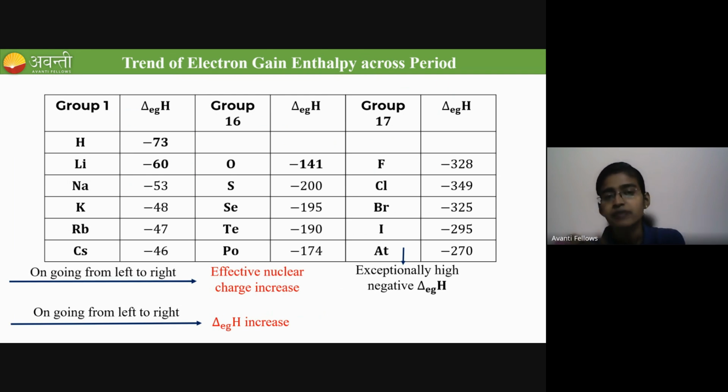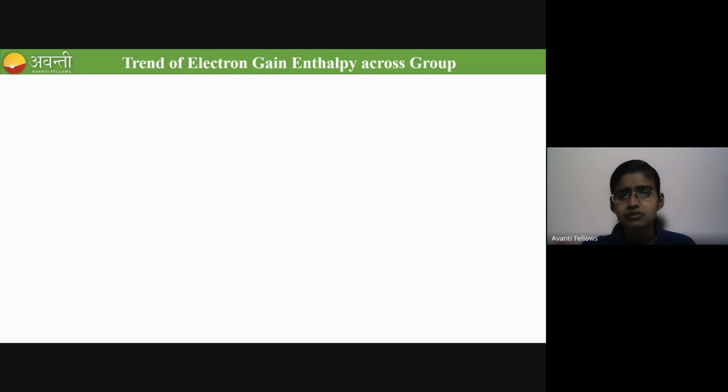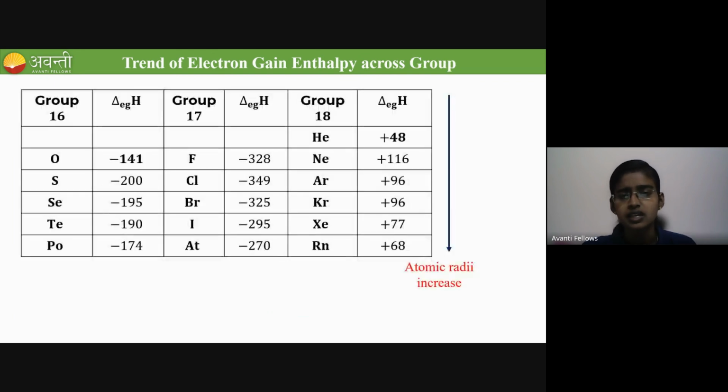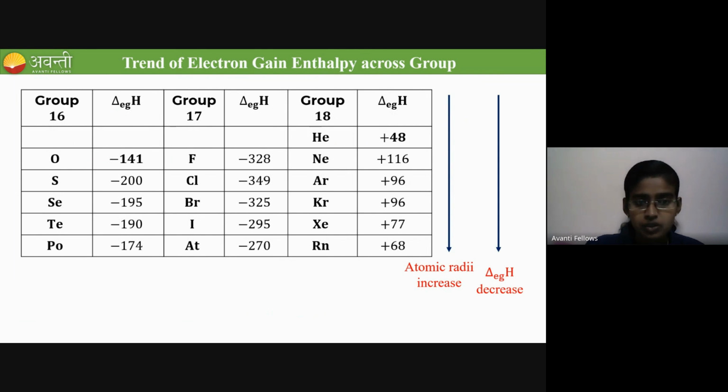So when you go from left to right, like ionization energy, electron gain enthalpy also increases across the period. Got it? Now on moving down the group, we know that the atomic radius increases. And atomic radius and electron gain enthalpy are inversely proportional. If one increases, the other will decrease. So electron gain enthalpy decreases on moving down the group. Again and again I'm telling you, don't look at the sign. Don't see the negative sign, just see the values. The values are getting decreased. Got it?